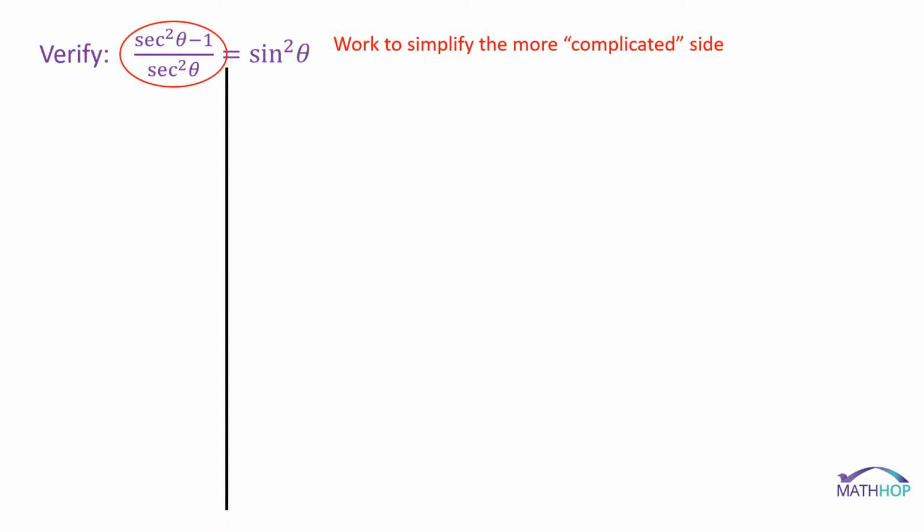We should remember that secant squared minus 1 is equal to tangent squared. So I can replace the entire numerator with tangent squared. This tangent squared is going to replace secant squared minus 1. That's why it's really good to know those Pythagorean identities. So now I've got tangent squared over secant squared. I'm going to write everything in terms of sine and cosine.